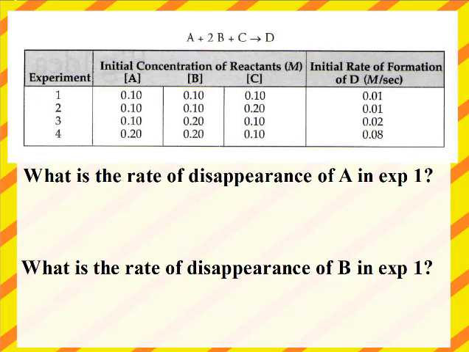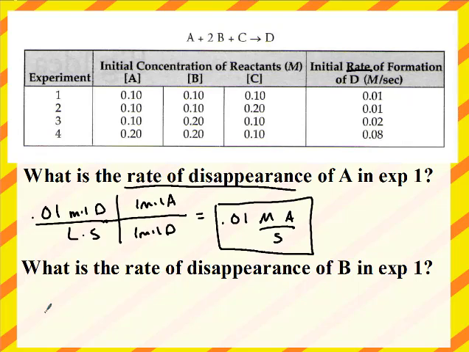Go ahead and pause the video and try these two on your own. Restart when you're done. So remember, it says rate of disappearance. So we've got to look in the rate column. And we're just changing it from rate of formation to rate of disappearance. So for the first one, we are converting D to A. So you should have just gotten the same answer, 0.01 molarity of A per second.